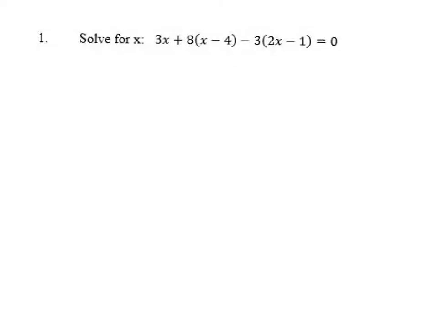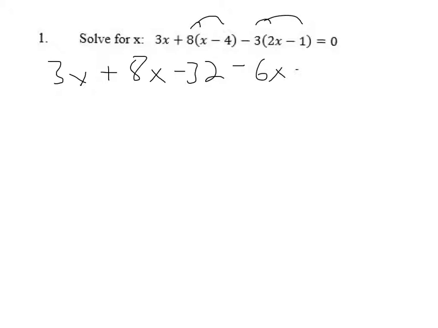So to solve this linear equation, what we need to do is first off remove the parentheses. So what I'm going to do is distribute the 8 through, distribute the negative 3 through. That leaves me 3x plus 8x minus 32 minus 6x plus 3 equals 0.